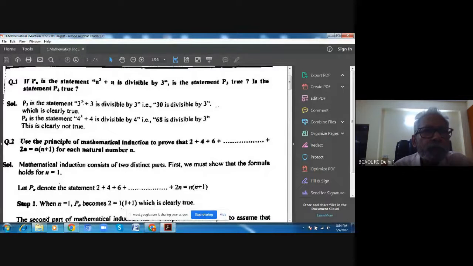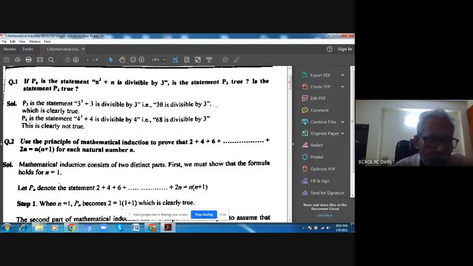So is 3 square plus 3 divisible by 3 or not? In this case you see that it is 27 plus 3, so that means 30. So is 30 divisible by 3 or not? Correct. So we are getting that 30 is divisible by 3. It is true. So no problem.